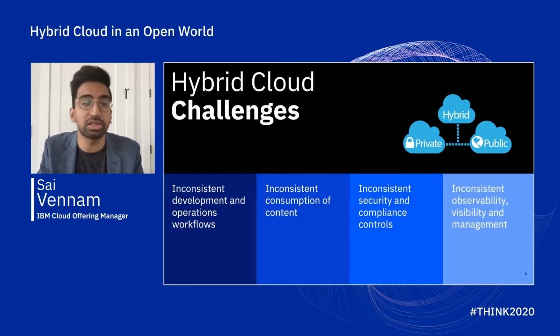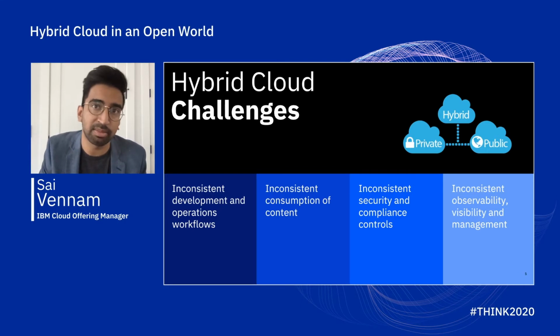Now, with the traditional hybrid cloud, you'll have inconsistent development and ops workflows, obviously, right? Because the workflows to work with SoftLayer on-prem might be different than working with IBM public cloud. So your ops teams have to be able to manage multiple different environments, and your dev teams have to be able to manage multiple deployment environments. Let's take that a step further.